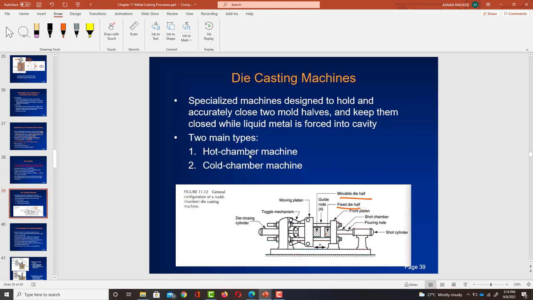Again, this has two types: hot chamber machine. There are two types of machines for die casting.